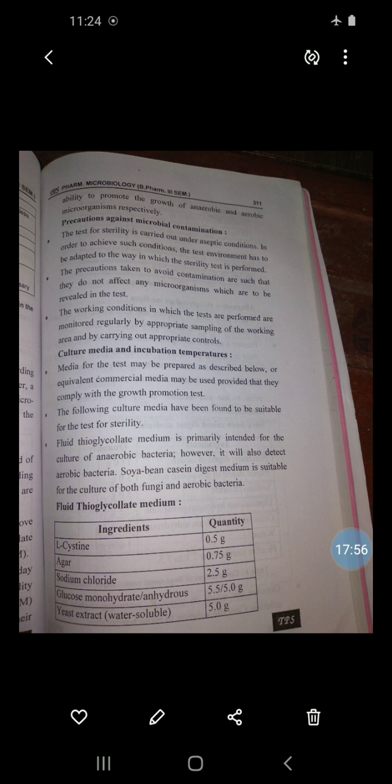Then the media used comply with the following tests, carried out before or in parallel with the test on the product to be examined. Incubate a portion of media for 14 days. No growth of microorganisms should occur.